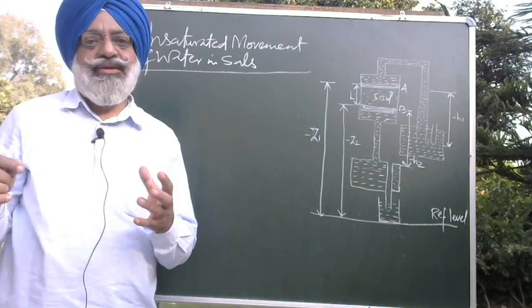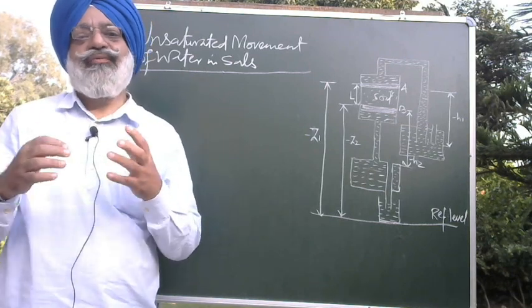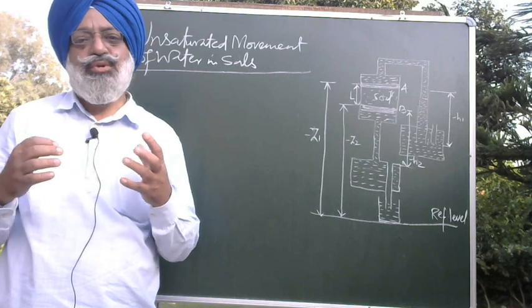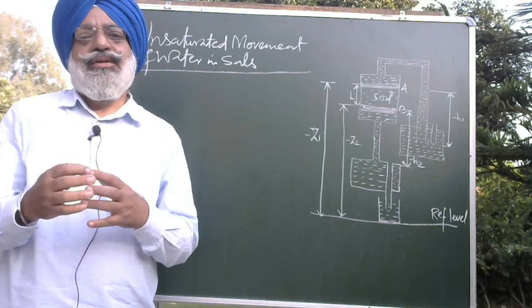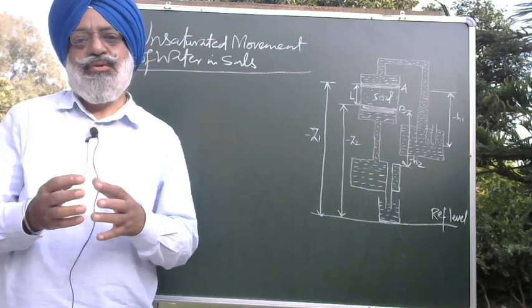Vapor flow, in fact, water in soil in the form of vapor moves so slowly. This movement is so slow that it is almost negligible. So we ignore this.